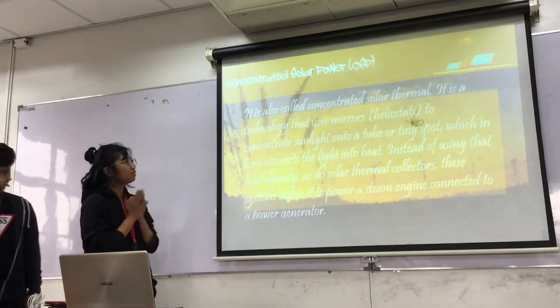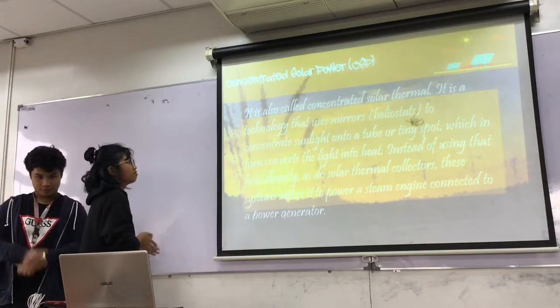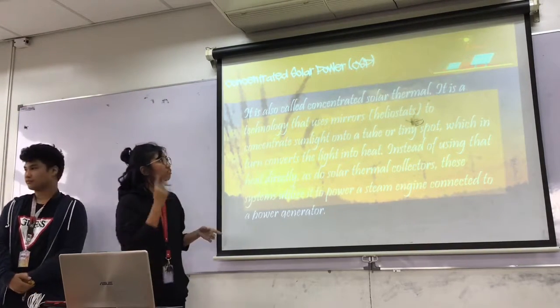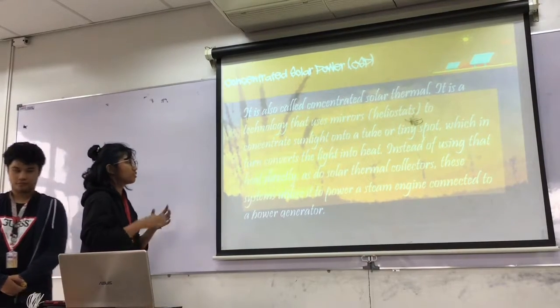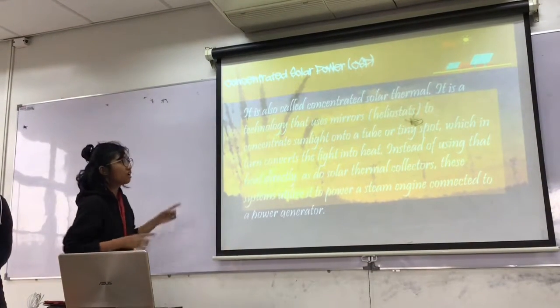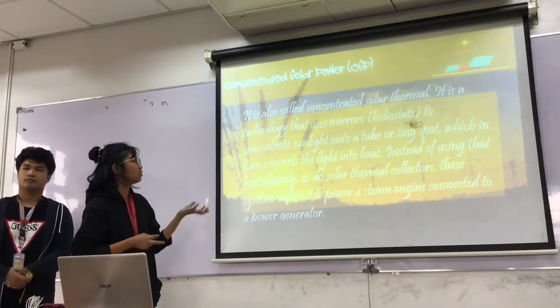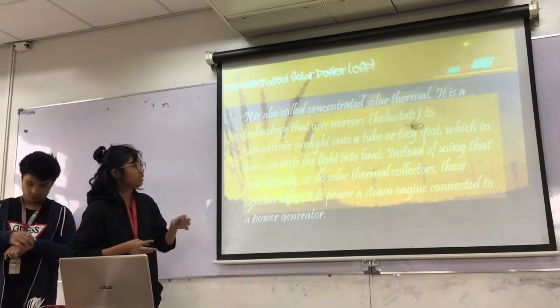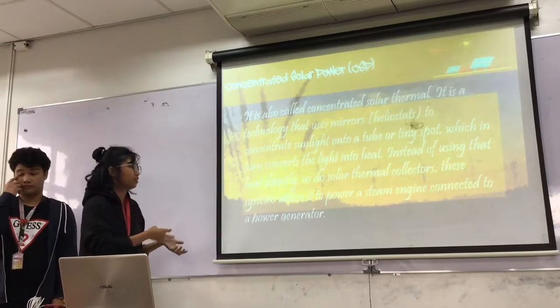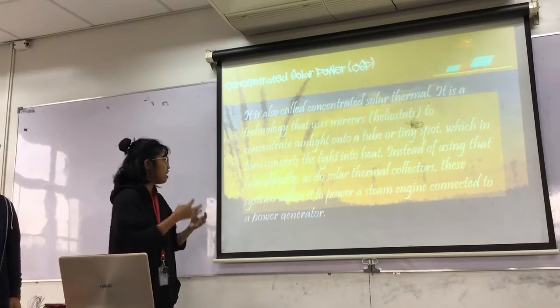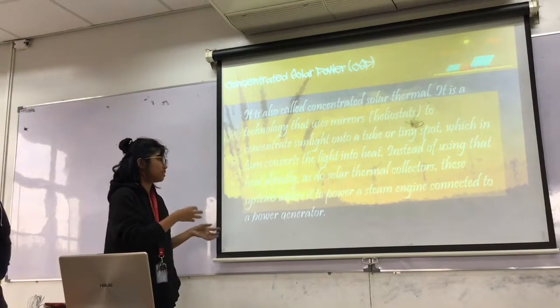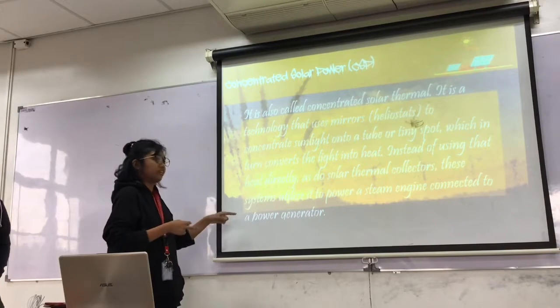So under solar energy is the concentrated solar power. It is also called concentrated solar thermal. It is a technology that uses mirrors or heliostats to concentrate sunlight into a tube or tiny spot, which in turn converts the light into heat. Instead of using that heat directly, as do solar thermal collectors, these systems utilize it to power a steam engine connected to a power generator.